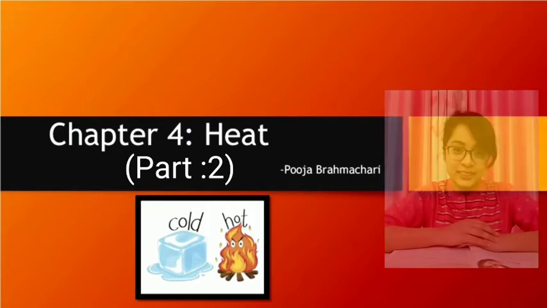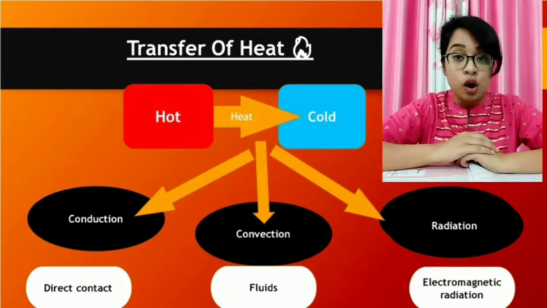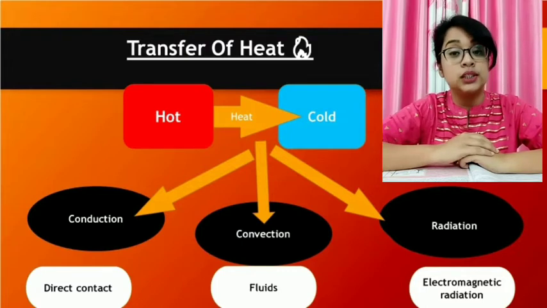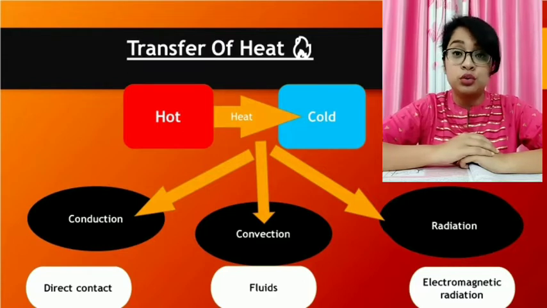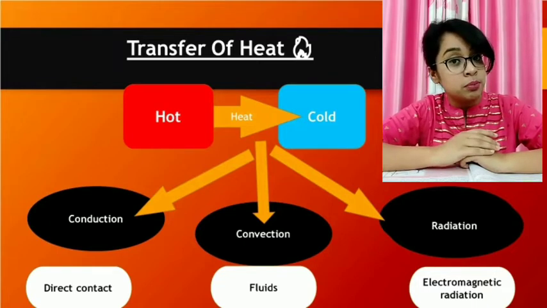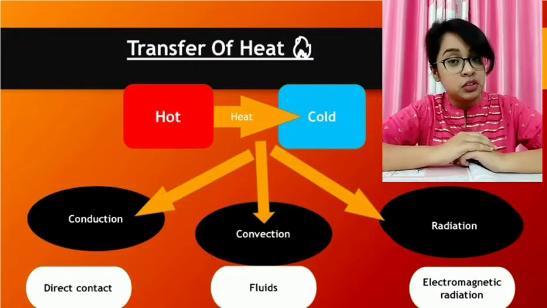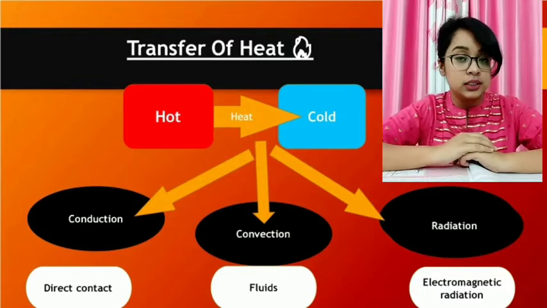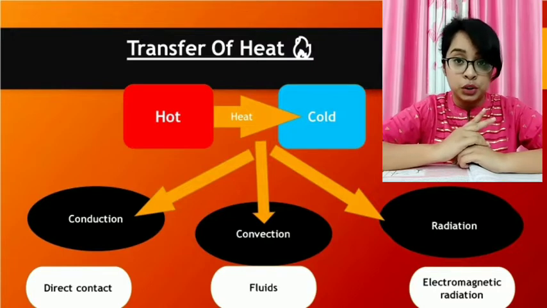So let's get started. To carry heat from one part of an object to the other part, or from one object to another object, is called transfer of heat. Students, keep it in mind, in order to transfer heat between two objects, there must be a temperature difference. That means heat will be transferred from the object having higher temperature to the object having lower temperature. So heat can be transferred in three different ways. These are: first conduction, second convection and third radiation.